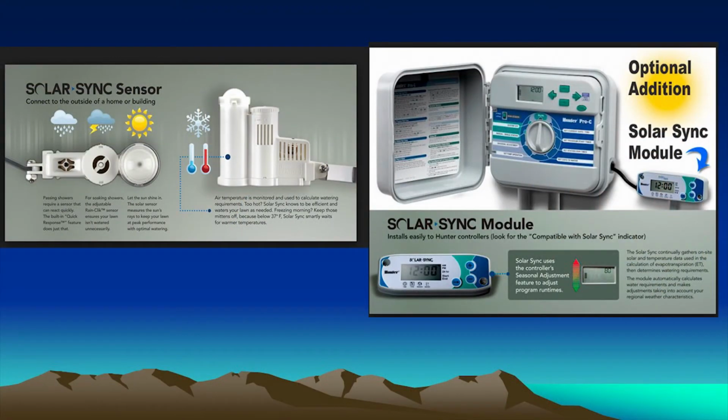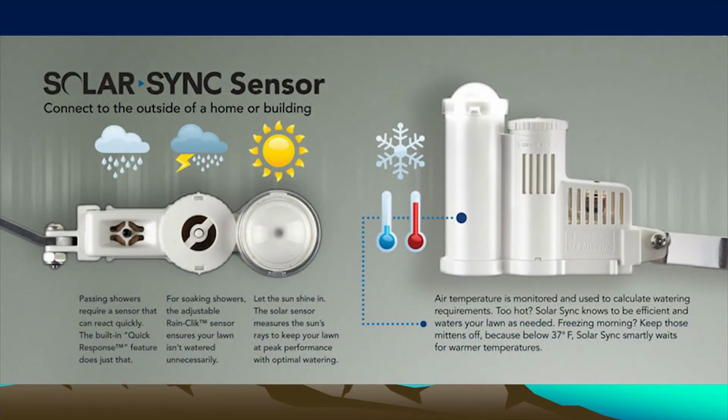There it is. So you've got the controller, and you've got this thing right above me here called SolarSync. And that's your sensor. It doesn't do humidity and wind, but it does temperature, sunlight, and rain. And these are the big drivers of ET. And so, this is what it looks like.